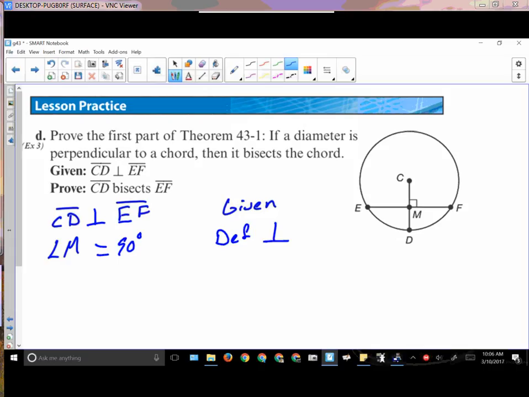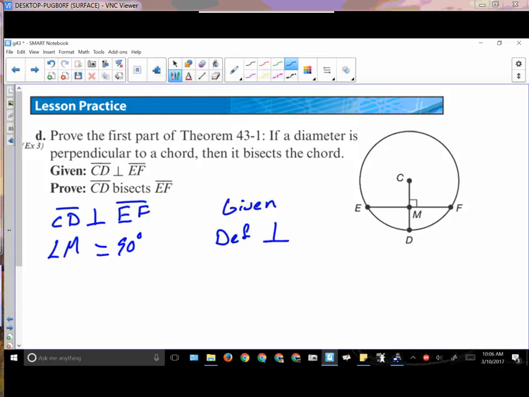What else do we know in there? Is there anything else that you see? Because if I'm supposed to use 43.1, if a diameter is perpendicular to a chord, then it bisects the chord. What am I supposed to be able to deal with now? Does it seem like we have enough information? Okay.